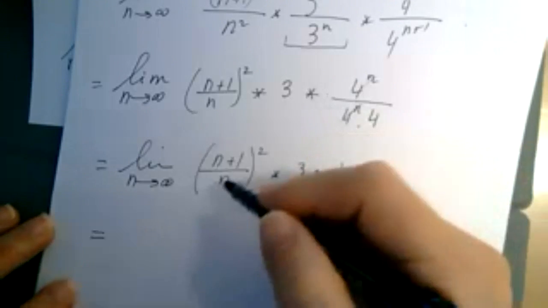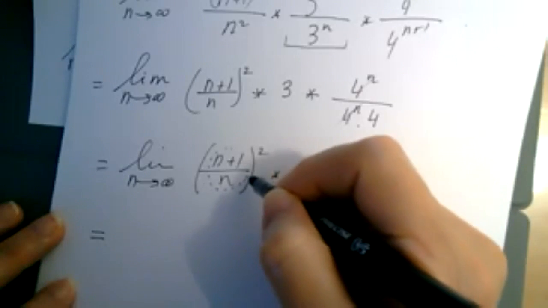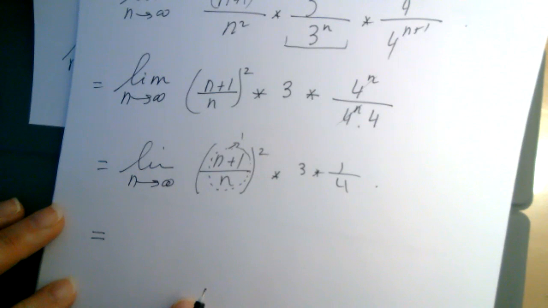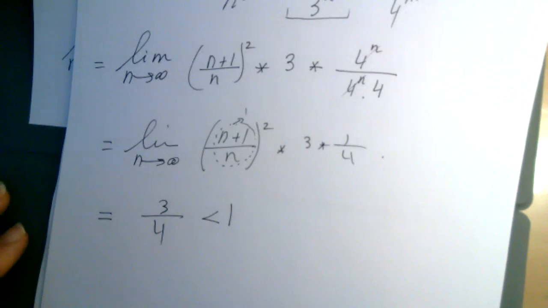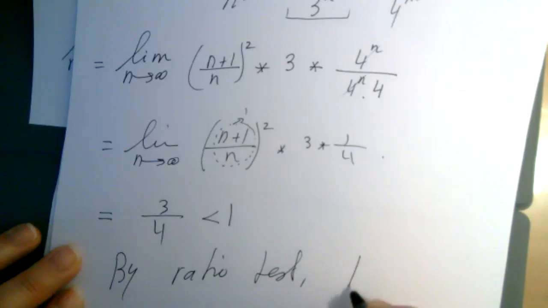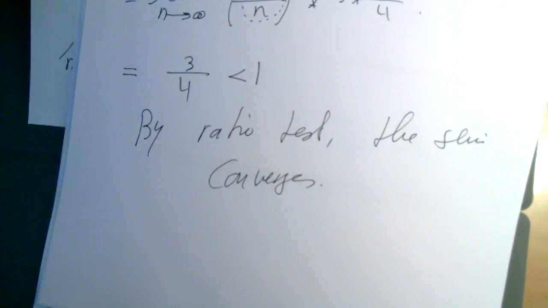Can we see it now? When n goes to infinity, n plus 1 over n, by now we know it's going to go to 1. So this term goes to 1. And then I will have 3 over 4. This is definitely less than 1. The ratio is less than 1. So by the ratio test, the series converges. Okay, so that's how we use it.